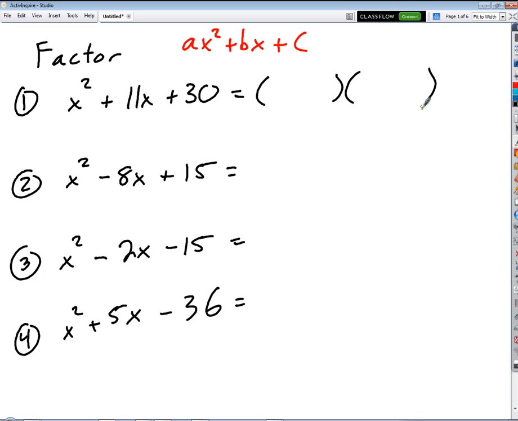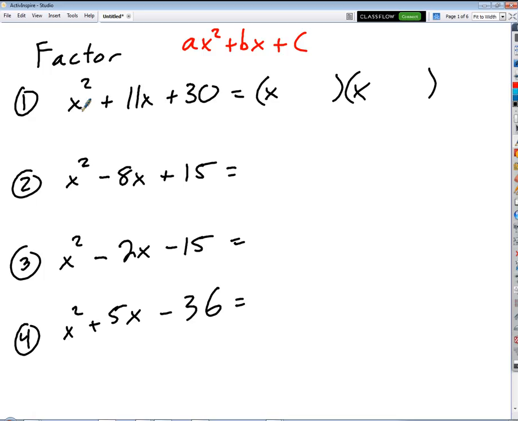I can set up the parentheses. I know it's got to look like that, and I even know something else. What's the first term in each factor going to be? X, yeah. I know those have to be an X because when I FOIL this out, and we'll review that here, not today, but later this week, first times first has to give me X squared, right? The only way to do that is just X's. So that much I know.